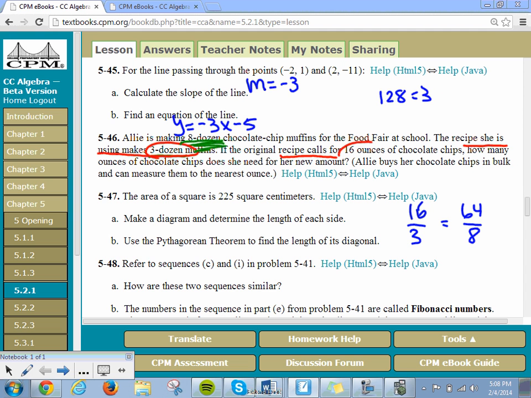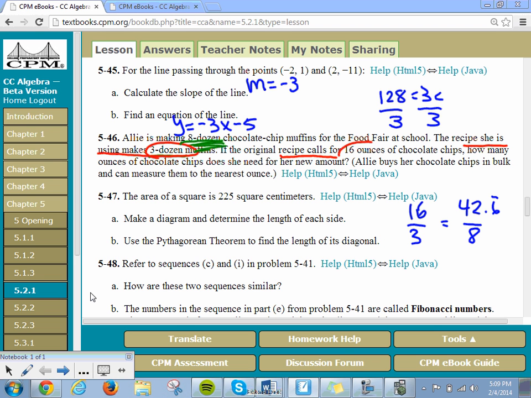So when we had 128 equal to 3c, we should have gotten 42.6 repeating. My bad. Good thing I double checked my work. 42.6 repeating. So we know that she needs to buy 42.6 ounces.